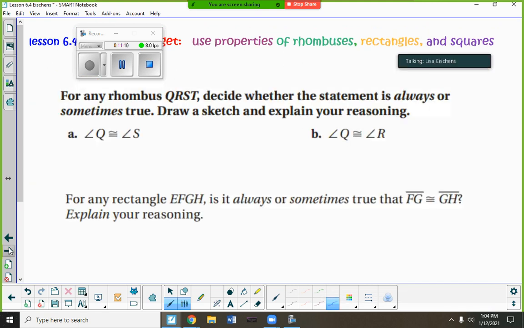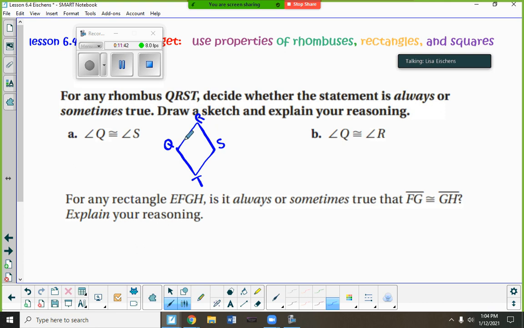Okay, now these next problems, you're going to do a load of these problems, okay? So you got to pay attention. It says for any rhombus QRST, decide whether the statement is always or sometimes true. So what I would first do is draw a rhombus and label it QRST. Now remember, a rhombus has all sides congruent. And then label in order here, consecutive order.